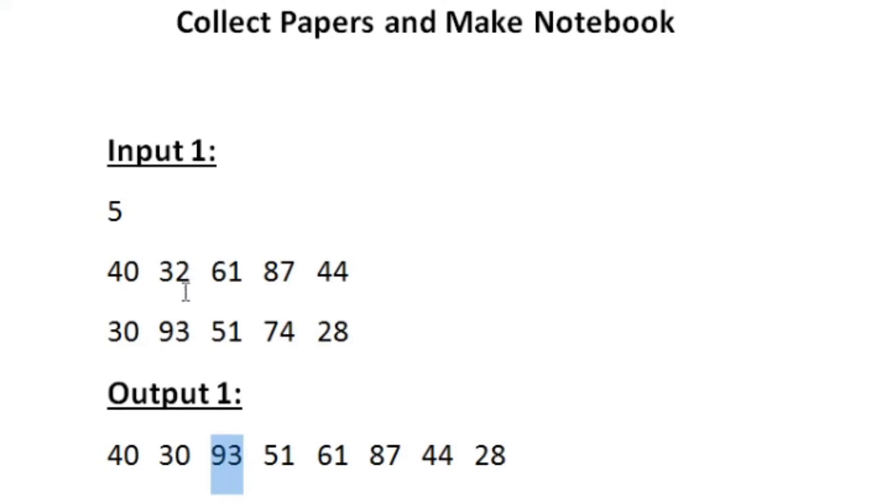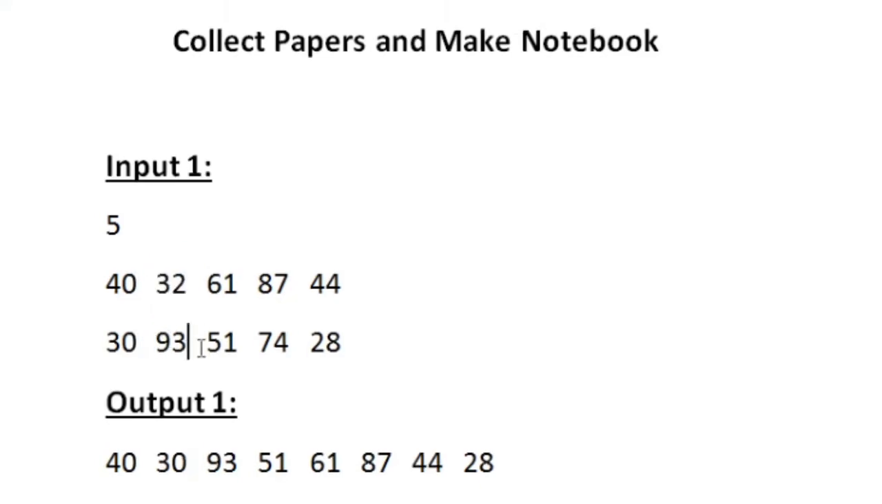And now if both are odd or both are even at the same index, then he would take the papers from both the boxes. So here 93 and 32. 93 is odd and 32 is even. So he won't be taking papers from this 32 because both must be either odd or either even. So after taking these 93 papers, he will move to right. So printing 93 and then we are going to right.